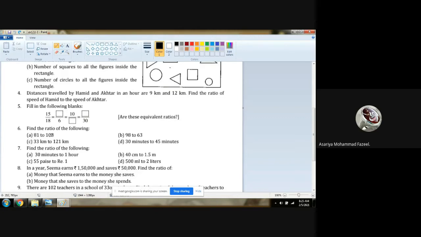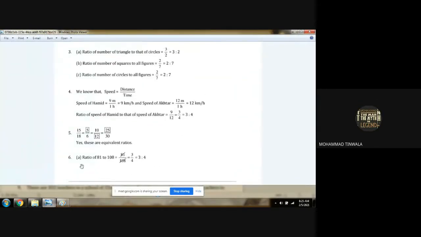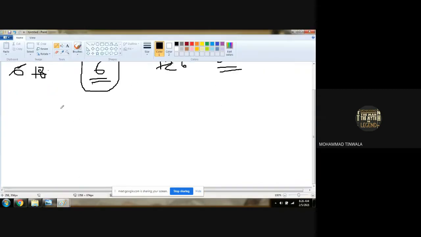A. 81 to 108. Okay. 81 to 108. Look here. I am showing. Ratio of 81 to 108 is 81 upon 108. Yes or no? Yes. So if you calculate 81 upon 108, we will calculate first by 3.